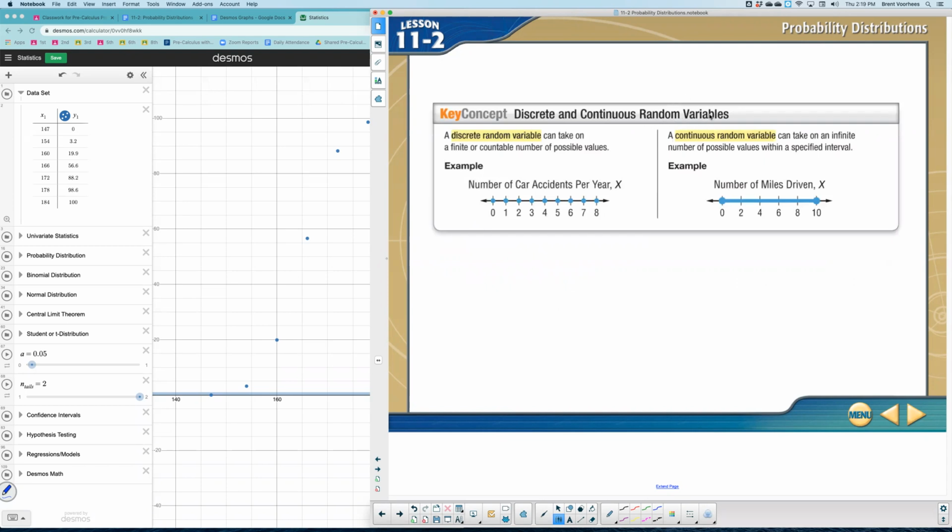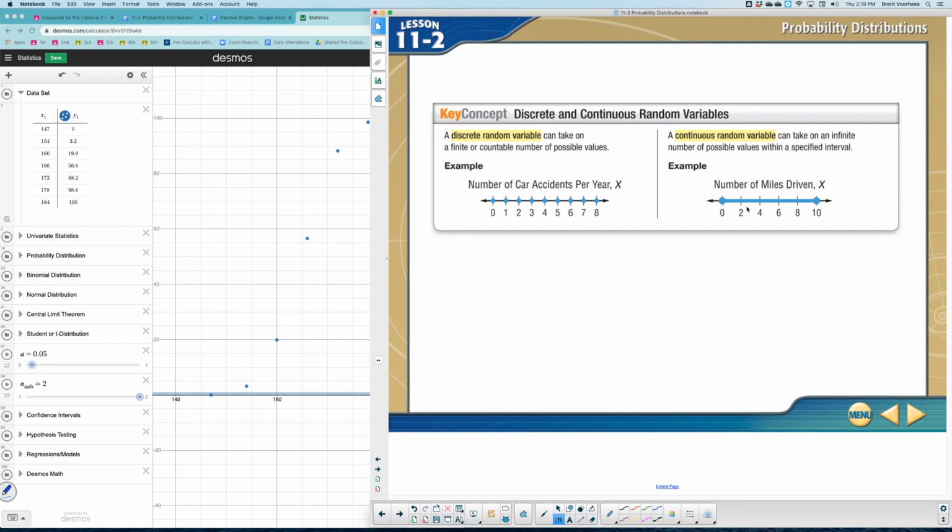We're going to call a variable random. That just means we don't know what we're going to get. It's going to be any random number. And there's two types of random values. We could have discrete, which means it can't be anything, and it has to be like a whole number. So like, for example, the number of car accidents per year, you can't have half a car accident, but you could have one car accident, two car accidents, three, and so on.